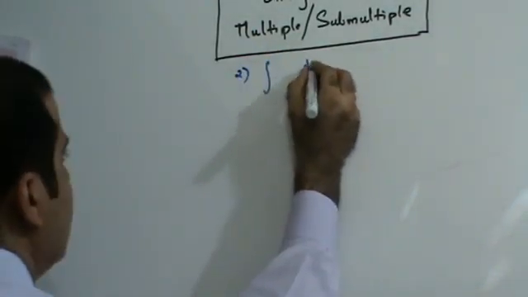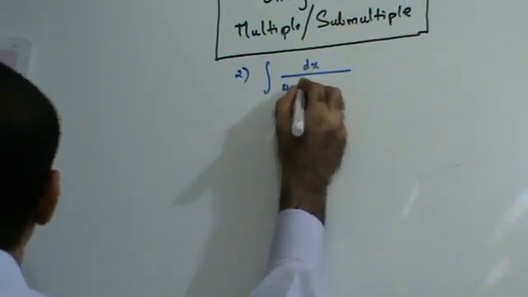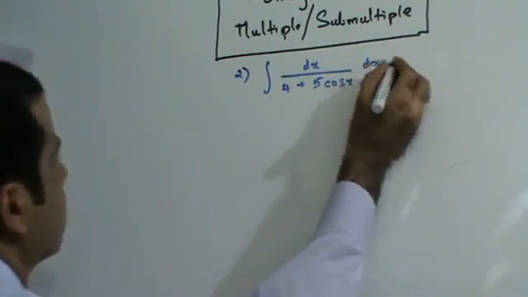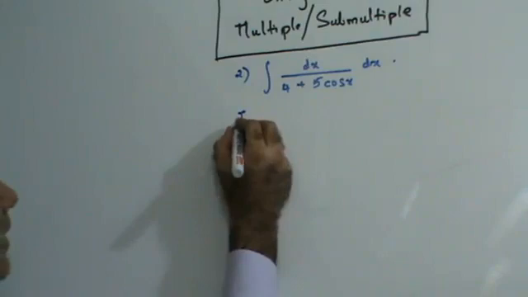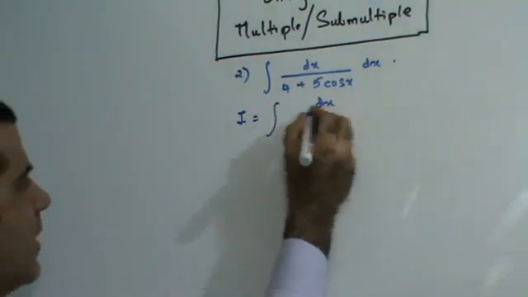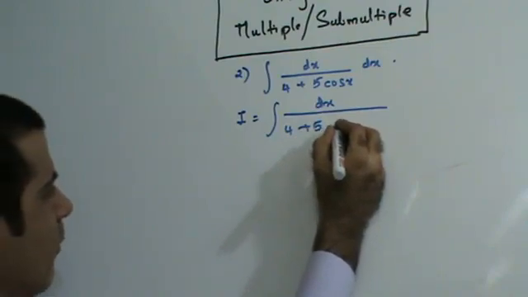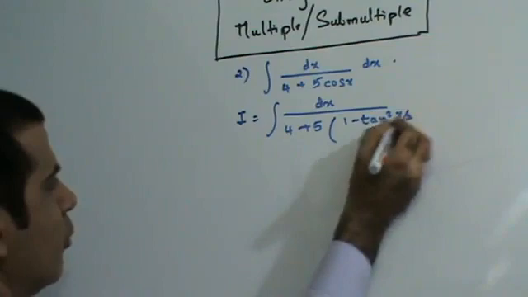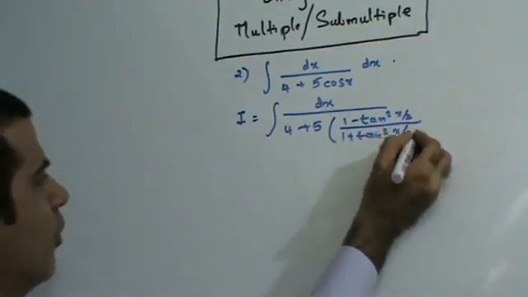Integral of dx upon 4 plus 5 cos x. Let's see this. I can say I is the integral of dx upon 4 plus 5, use the multiple submultiple formula, (1 minus tan square x by 2) upon (1 plus tan square x by 2).